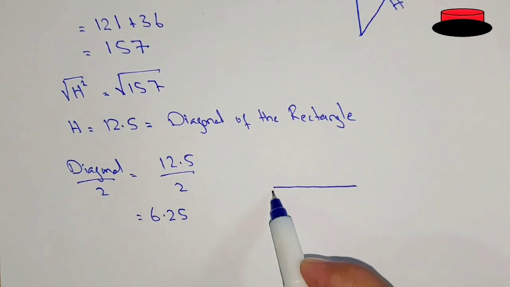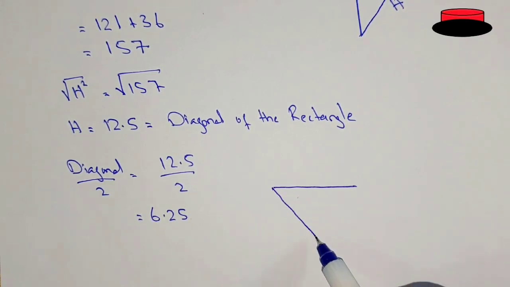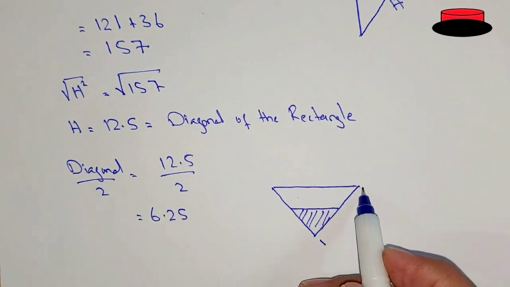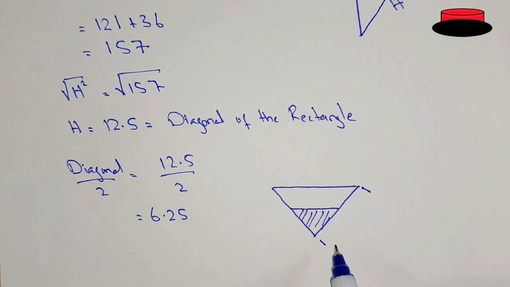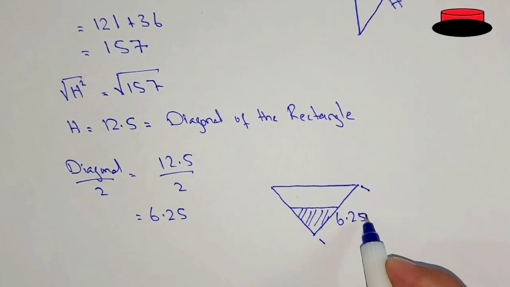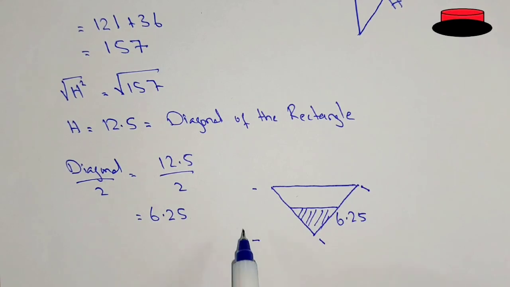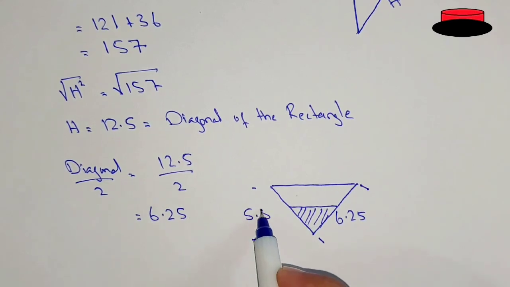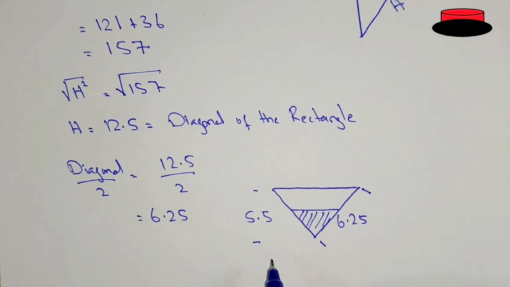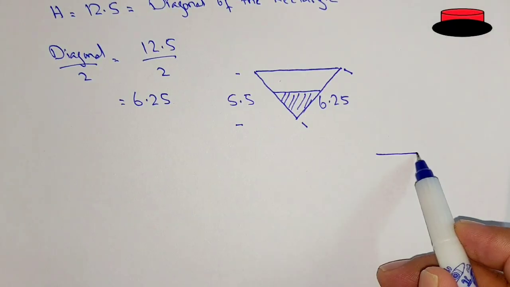Now we have this figure from the topmost triangle of the rectangle. We have this figure. This is the shaded area, and this one, this is the hypotenuse, and this is 6.25, which we have found out right now. And the height of this triangle is going to be 5.5 meters, because the long length of the rectangle is 11 meters. So this is half of 11 meters.